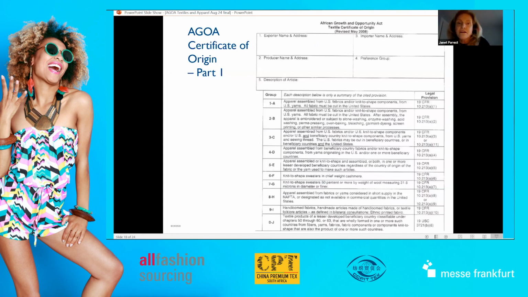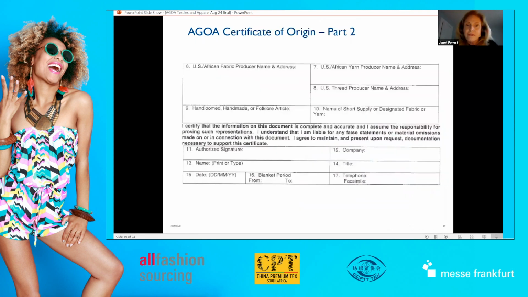This is the textile certificate of origin. This is very important. You cannot export wearing apparel to the US and expect AGOA treatment unless you have this form carefully filled out. And some of the things are self-explanatory. The number 4, preference group, is found by looking at the list below under group. And I'll go to a slide where I'll talk about some of the most common provisions that are used on the certificate of origin. This is just the rest of that form.